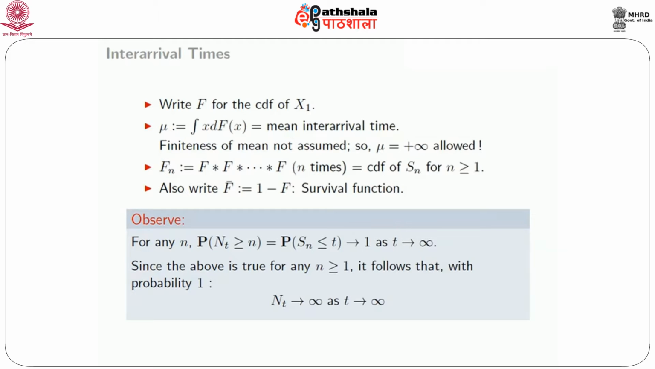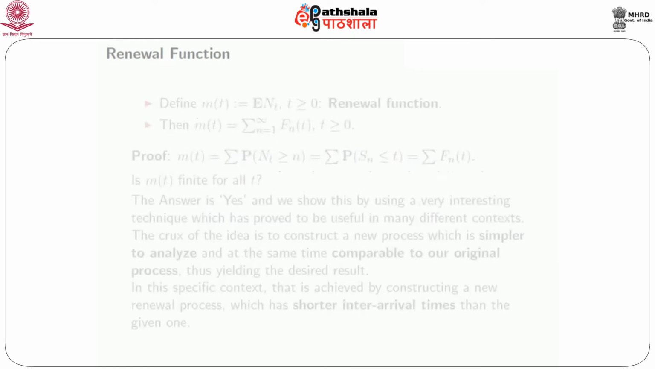So from that you can deduce that with probability 1, as t goes to infinity, Nt actually goes to infinity, because the probability of Nt being bigger than or equal to any n goes to 1 as t goes to infinity. So as t goes to infinity, with probability 1, Nt has to go to infinity. Here is a very, very important quantity that will play a huge role in the entire mathematics of renewal processes.